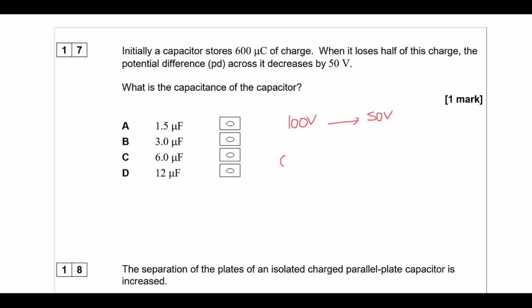So C is Q over V. So its charge was 600 times 10 to the minus 6, because it's in microcoulombs, and that's divided by 100, so that's 6 times 10 to the minus 6, so that's going to be option C.